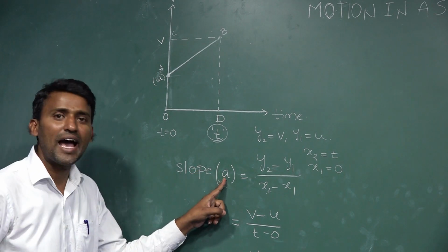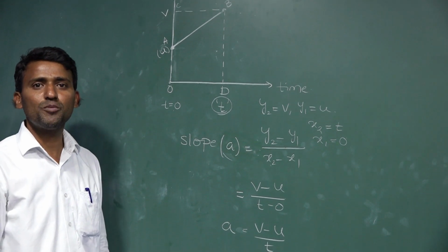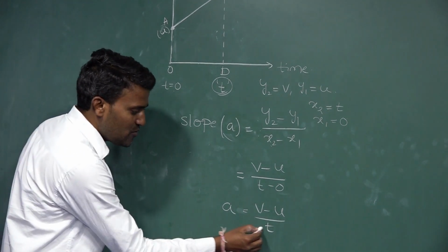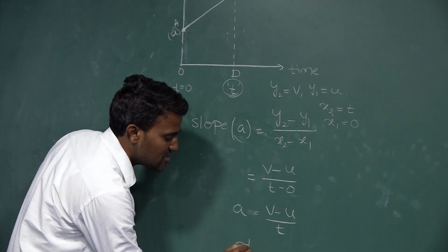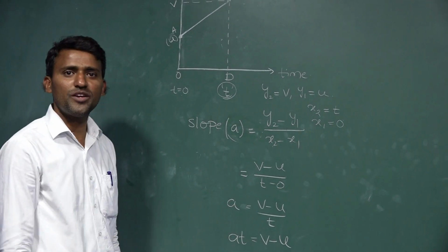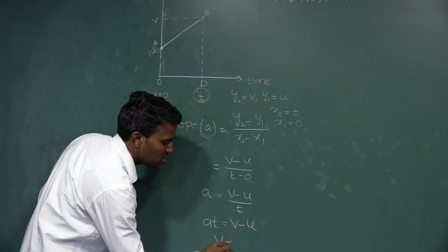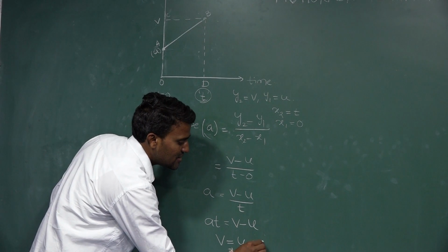So the slope is acceleration. I am writing, a is equal to (v minus u) by t. Now t, if you take this side, at is equal to v minus u. And u, if you take this side, you can write the final velocity v is equal to u plus at.